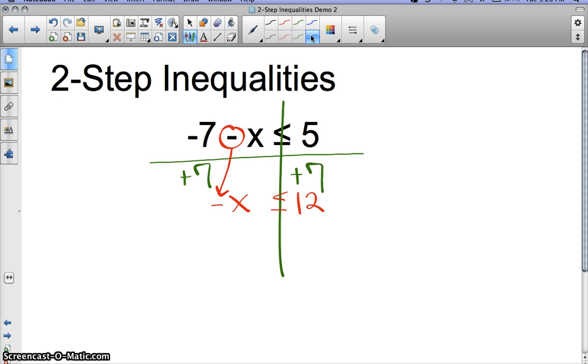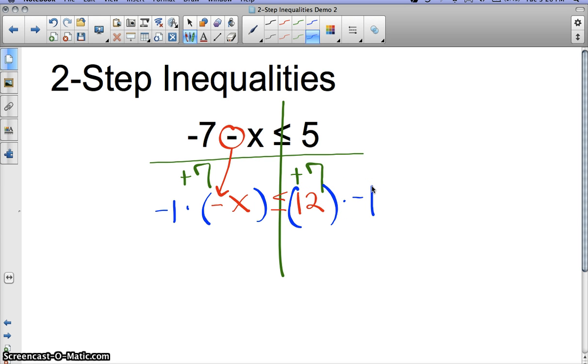Alright. Some people might say, oh, well, we're done. We have negative x is less than or equal to 12. It's good enough. It's not good enough. We need to make sure we have a positive x. So, in order to do that, we're going to multiply by negative 1. Because a negative times a negative is a positive.